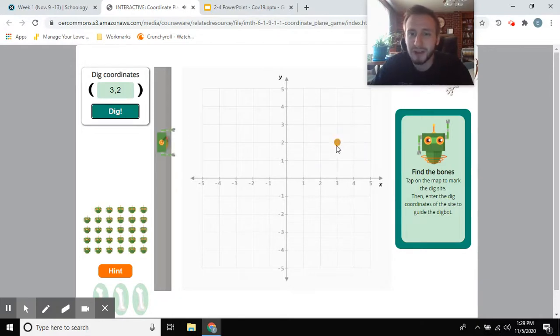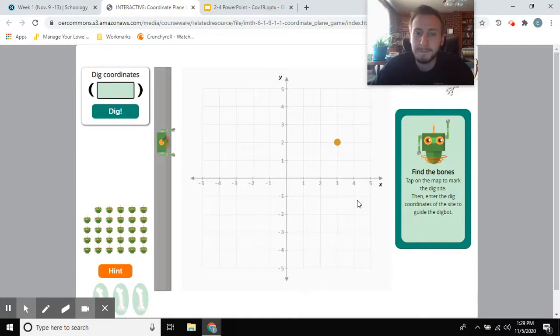So this is the brown color. That means I didn't find anything. And if you look, one of my dig bots that I can use is gone. And I only have 1, 2, 3, 4, 1, 2, 3, 4, 5, 6. So 24 left. So I need to be very careful where I'm planning on digging. So let's try some more.